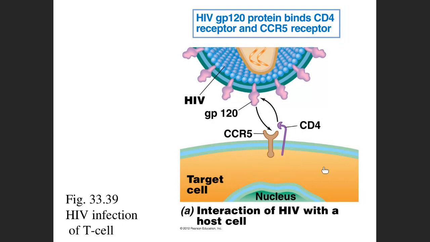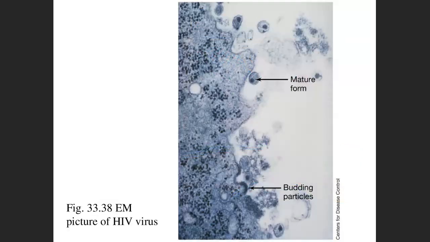Supposedly there is a population in Africa reported that they don't have the CCR5, and they are immune to HIV infection. Okay, so that's the critical part of the infection. And so these are the viral particles. These are the mature form that's coming out. This is actually showing you the viral particle that's coming out of an infected cell.